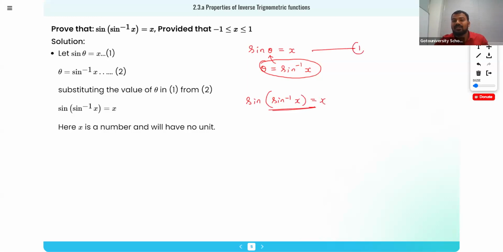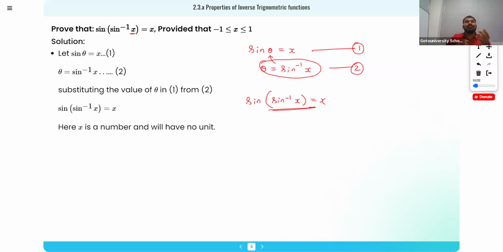So look here, this is equation number 1, equation number 2. For property number 2, if the angle comes outside and the inverse comes inside, you take the second one into the first one. So it's going to be very simple. So be careful here. We are talking about the domain. X is a domain. X is just a number, isn't it?